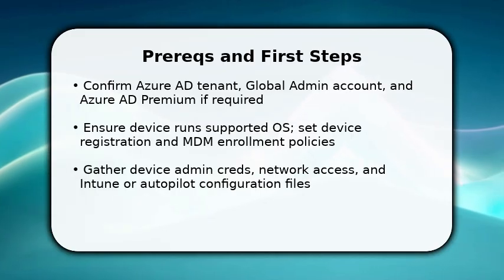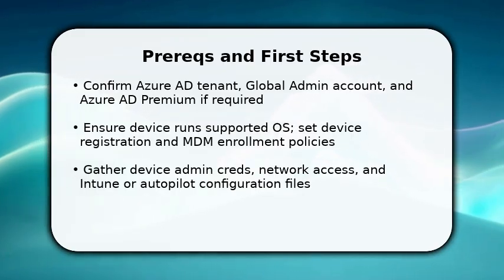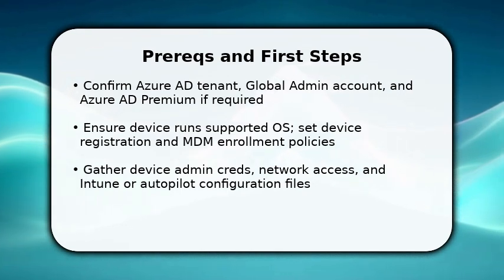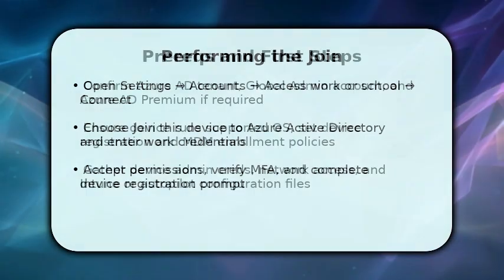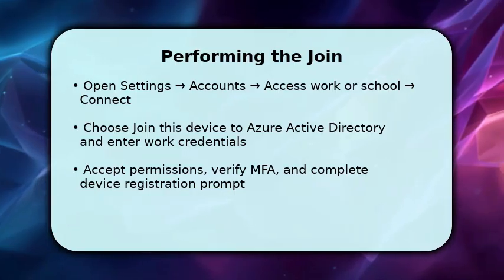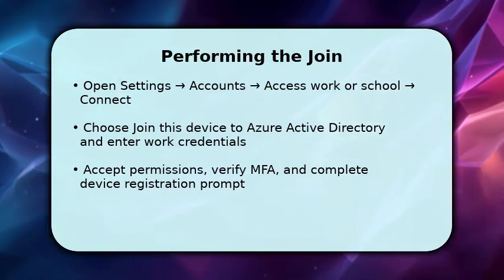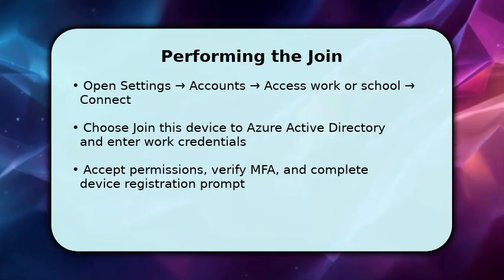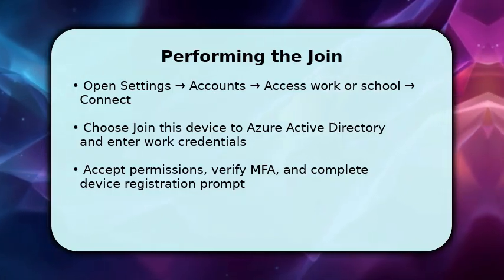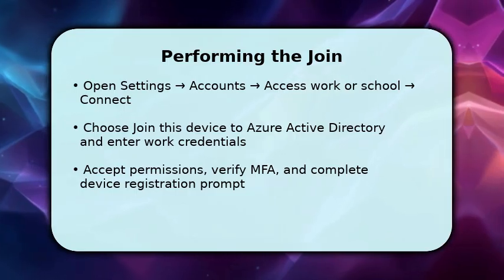Once done, sign into the device with a local admin or work account to initiate the join process and prepare for the configuration flow. Begin the join on the device. Open accounts and choose to connect to work or school, then select Join this device to Azure Active Directory. Enter your work or school credentials and follow interactive prompts.